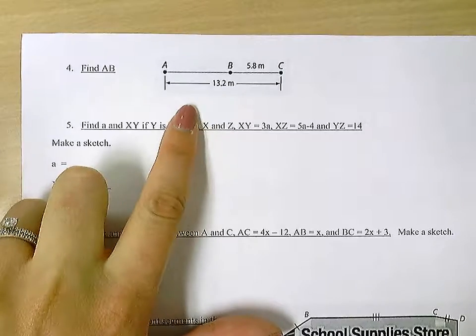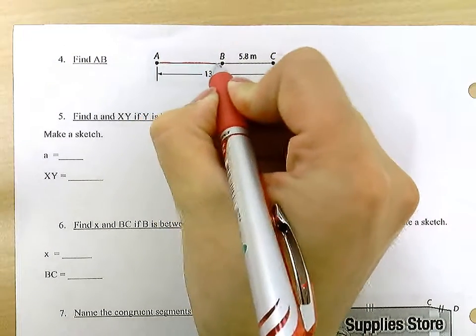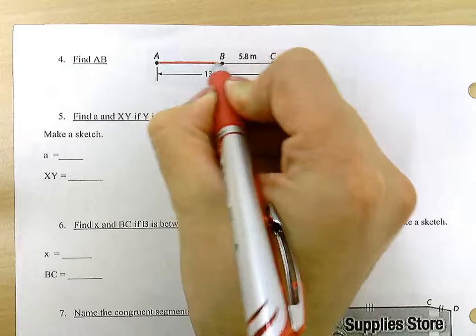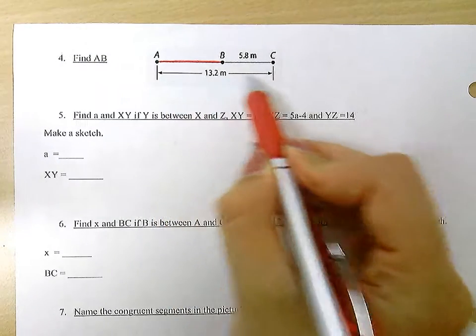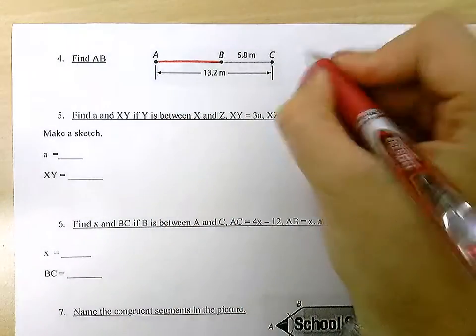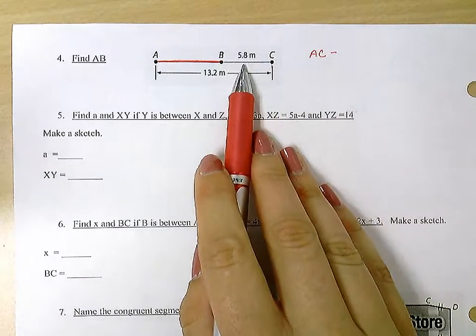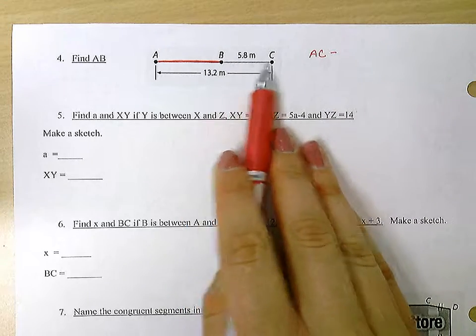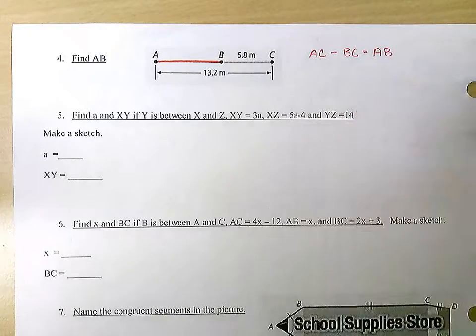Okay, then number 4 is a little bit different. We're still using this segment addition. We're just using it a different way. So we want to find AB. So that's this segment right here. What do I have to do differently to find that segment? Subtract. So I can take my entire length of AC. I can subtract one of the smaller segments that I know, that's BC, and that will give me AB.